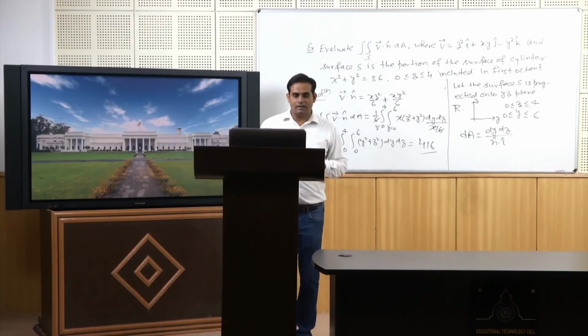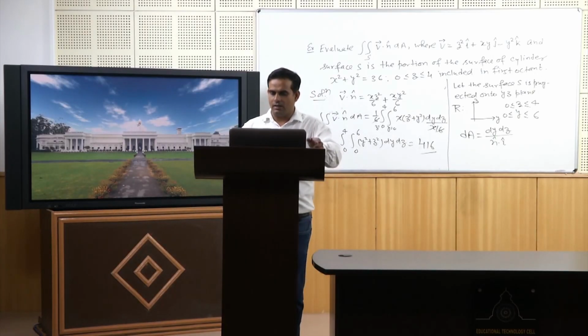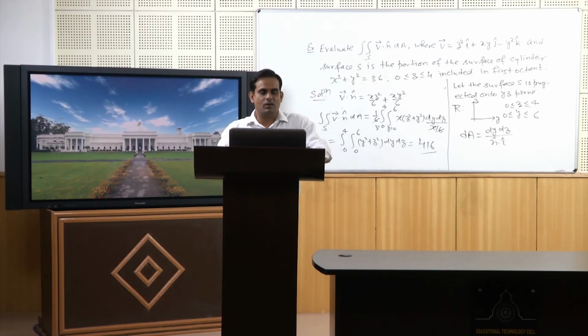So in this lecture, what have we seen? We have seen the definition of the surface integral over a surface S. Then we have seen some formulas for finding the surface integral of scalar functions. Then we have seen the formula for finding the surface integral of vector functions. We have taken one example for each case.